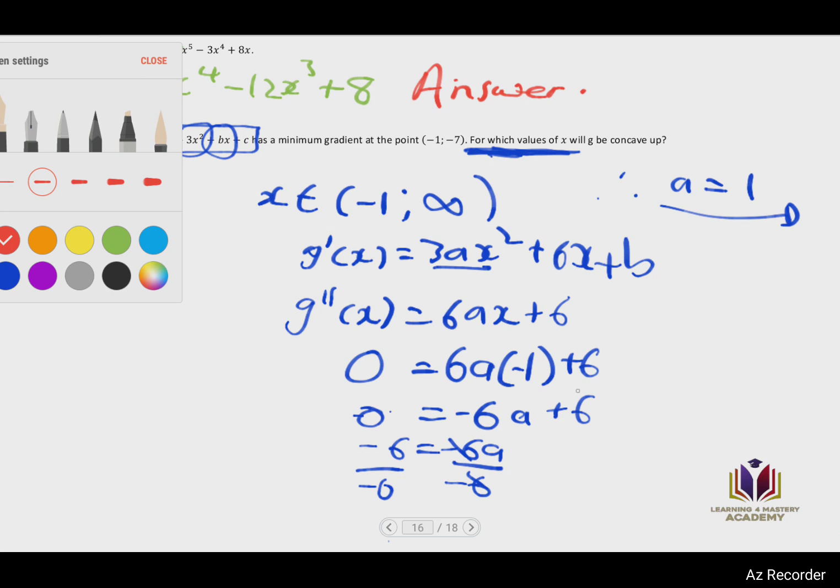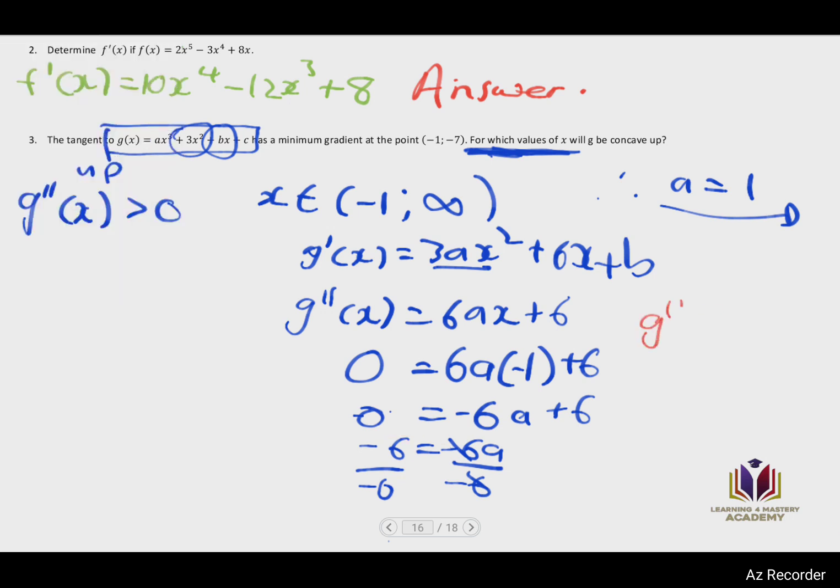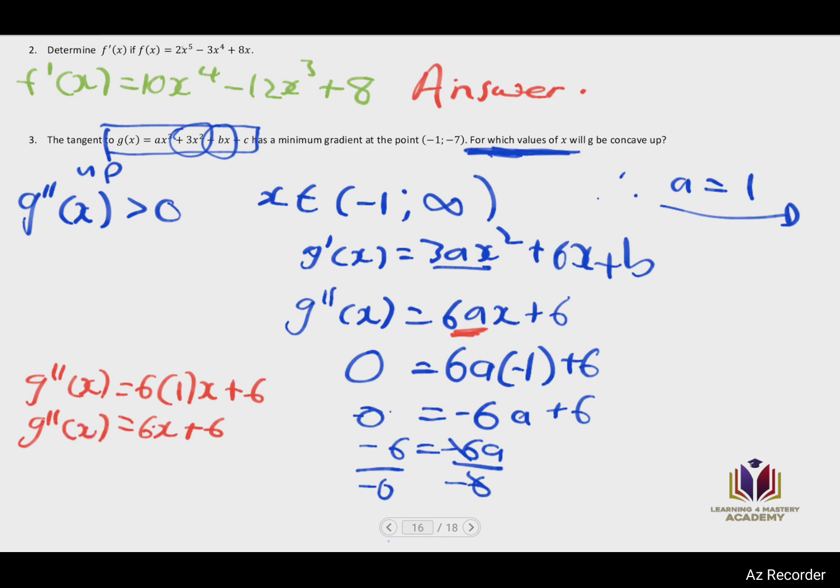We're then going to put everything in our formula, because we need the formula for the point of inflection. If a is 1, let me maybe write it here where I can see it properly. So g double prime x is going to give us 6, in place of a we have 1, x plus 6. This gives us 6x plus 6. That's our point of inflection formula, right? But now they're saying this has to be greater than 0, meaning we're going to take this formula and just substitute it there.